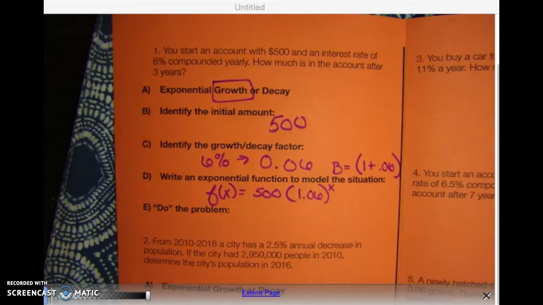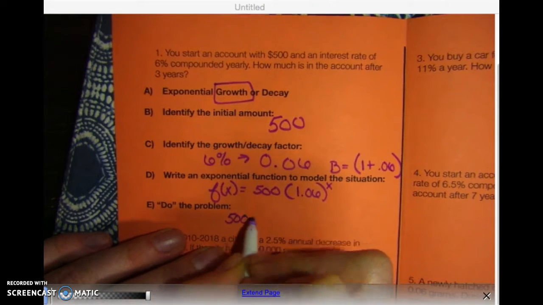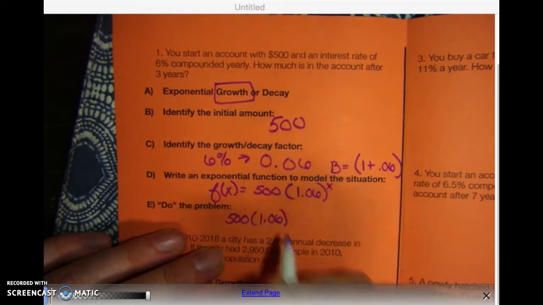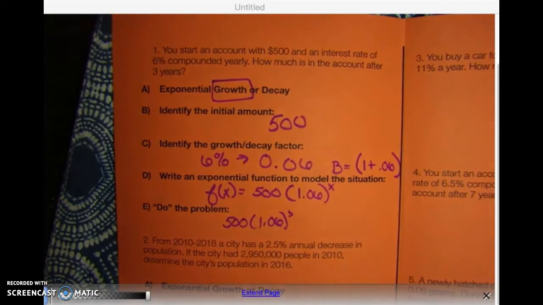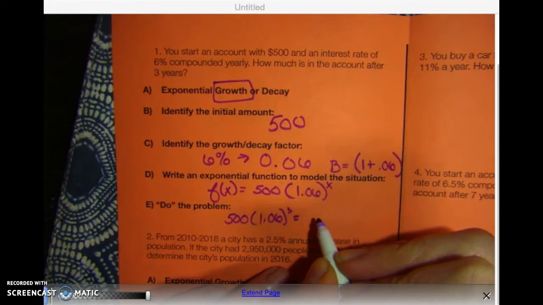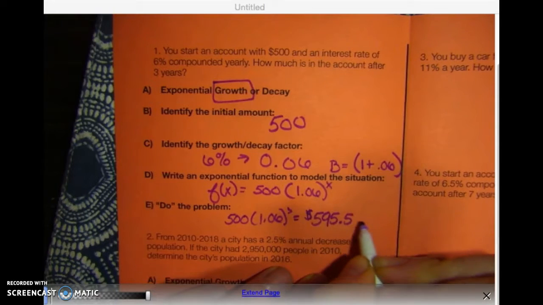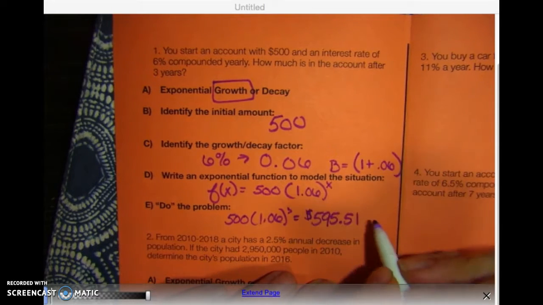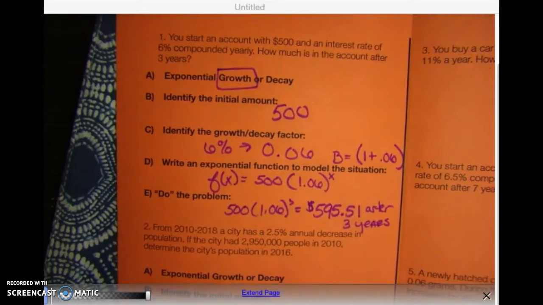Is everybody good with that being the function? Okay, now we have to actually do the problem. So what number am I going to plug in for x? 3. I'm going to plug that in. It's going to be in that account. Rebecca? I got $595.51. Yeah, we're going to go crazy. 51 cents? Yeah. Okay. And then we can say after 3 years. So a little label.